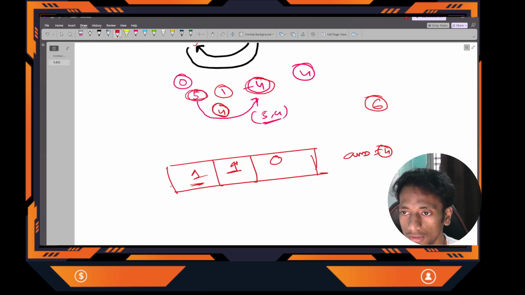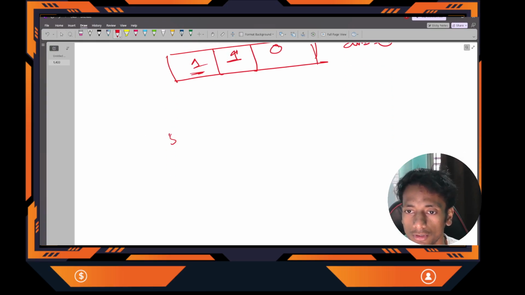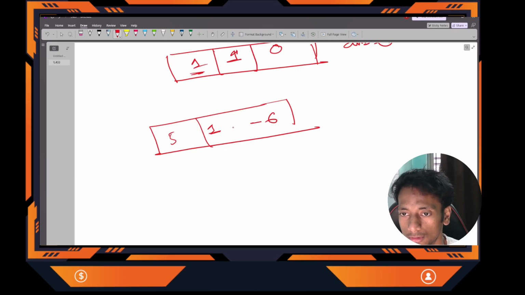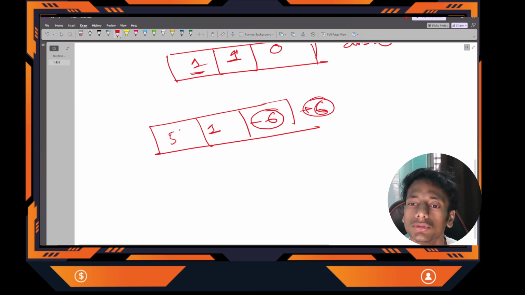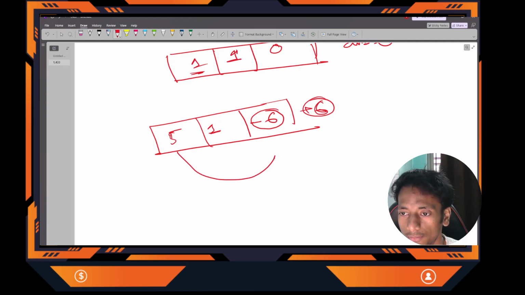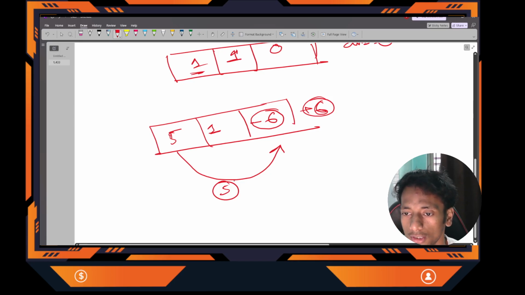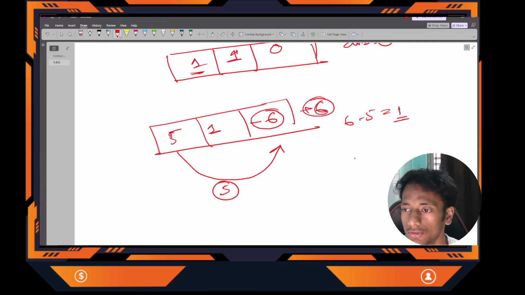So let's take another case. Suppose 5, 1, and minus 6. So this person has a negative balance, so our target is to somehow transfer 6 balance, right? If I want to transfer from here to here, I can do a maximum of 5 transfers, right? So still I have 6 minus 5, which is 1. Okay, so I have already done 5 steps.